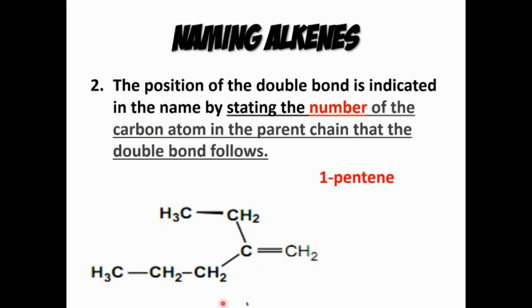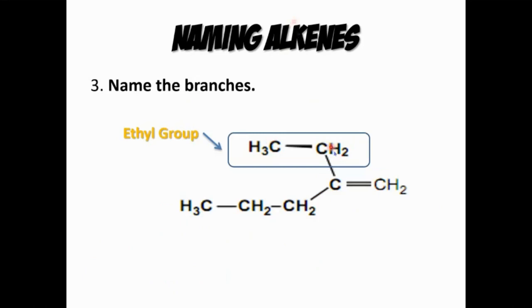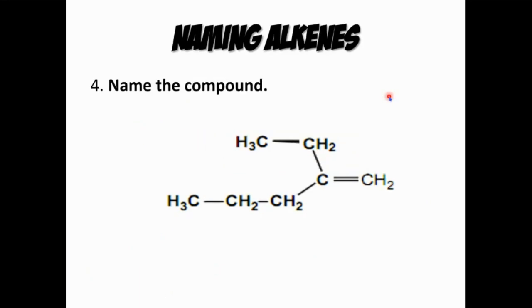Ito yung kanyang parent chain. Kung nakikita ninyo, nilalaseran ko siya. Ang kanyang branches is ito, which is isa siyang example ng ethyl group. And then we must name the compound, which is 2-ethyl-1-pentene, no? So ayun na po siya.